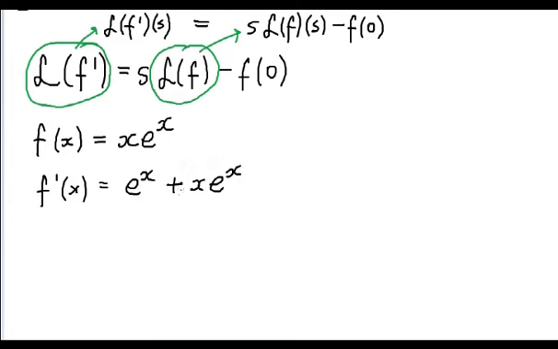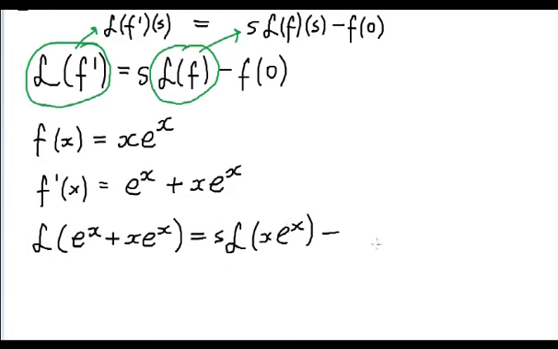Now we are ready to put everything into the formula. We then get that the Laplace transform of e to the x plus x times e to the x is equal to s times the Laplace transform of x times e to the x minus f of 0. We forgot to calculate that. Let's calculate that as well. When f of x is equal to x times e to the x, f of 0 will be 0 put in the expression in the place of x. So it will be 0 times e to the power 0, which is 0. So we have there minus 0.